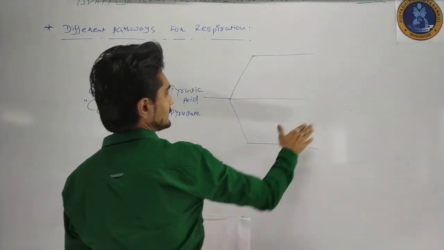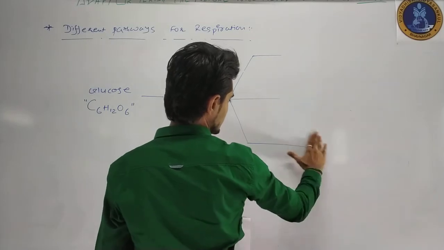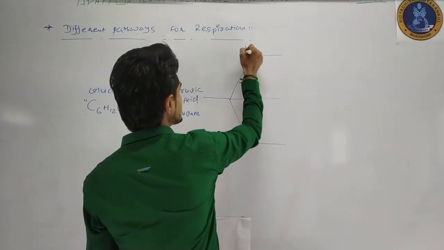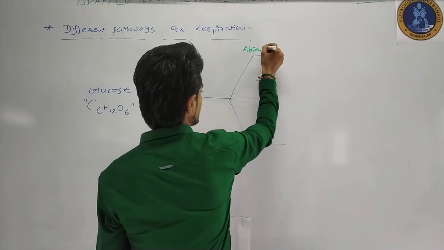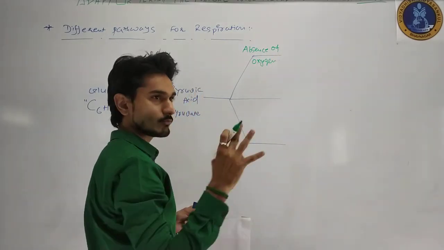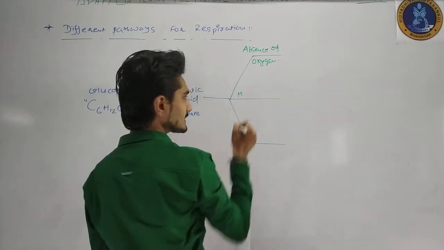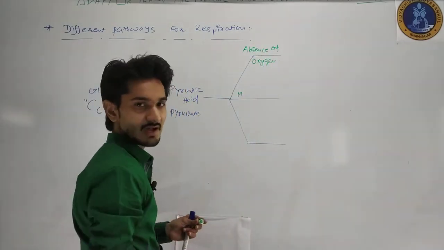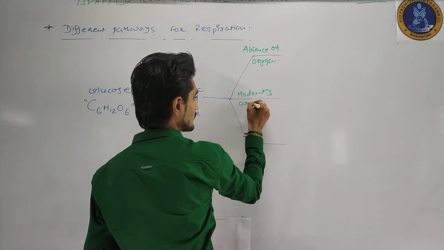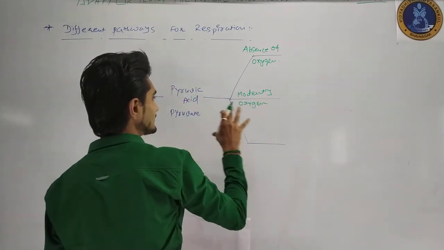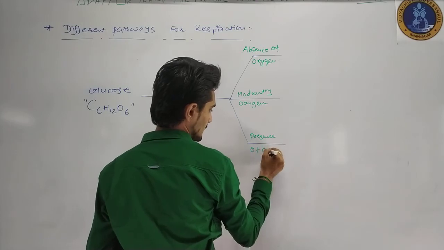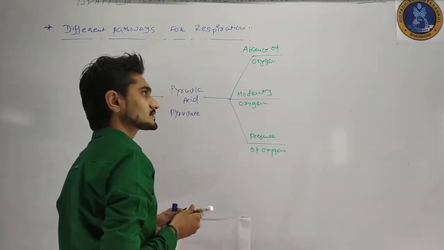So what happened? Okay, what happened in the absence of oxygen? What happened in the moderately available oxygen? How will respiration take place in the absence of oxygen? How will respiration take place in the moderately available oxygen? And how will respiration take place in the presence of oxygen? Okay, so we'll look out for that.